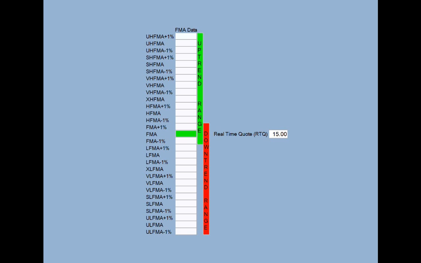The FMA Uptrend Range is defined as a stock price that is greater than or equal to FMA minus 1%. As the price of a stock increases above FMA plus 1%, it becomes more overbought. Typically, any stock that has a MAF stock rating of 10 and an FMA stock rating of XHFMA or higher is extremely overbought and should be sold.